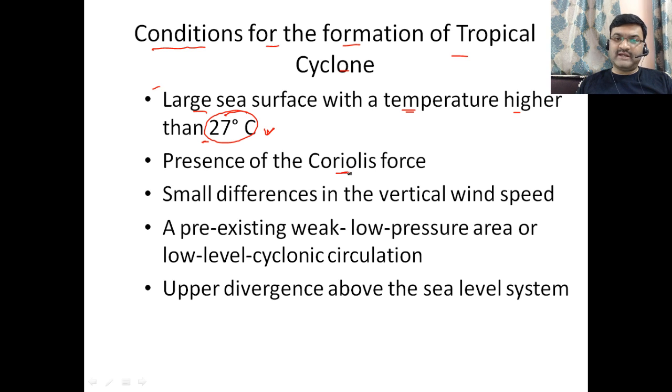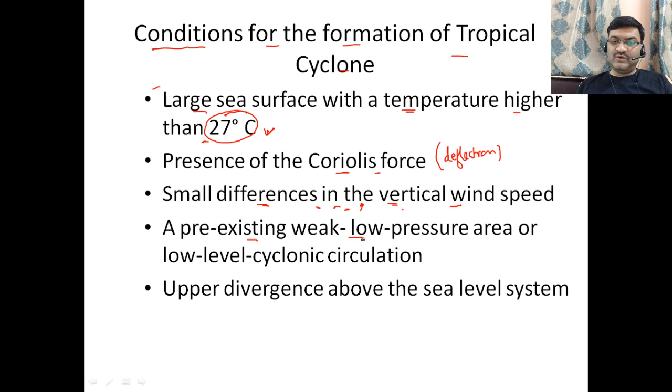The second essential condition is the Coriolis force. What is its purpose? Deflection of the winds, right? And there should be a very small difference in vertical wind velocity. Vertical wind velocity means drag. For the time being, just understand vertical wind velocity, or you can ignore it, this is a technical thing, geostrophic winds and all. So we'll discuss it some other time in the comparison of the cyclone.